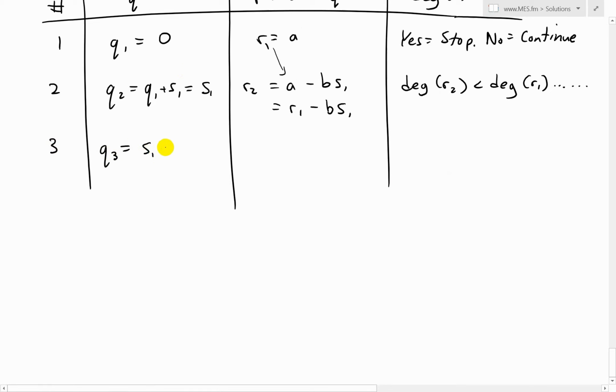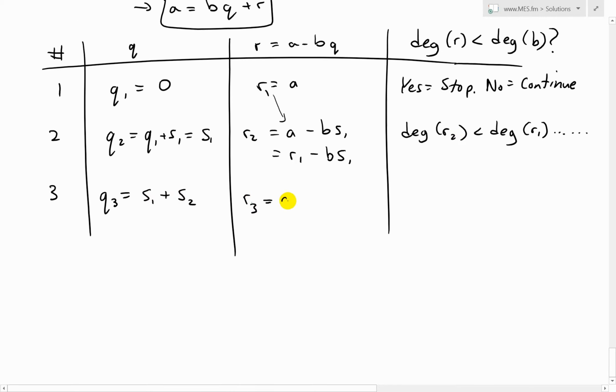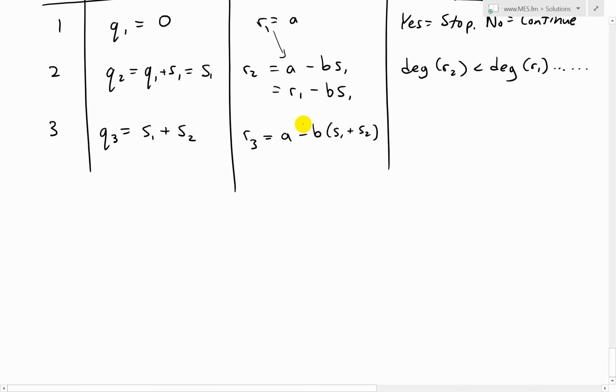So we have S1 there plus S2. So it's the second one based on the previous value there. So then we have R3 now. This equals to, we can just plug that in, A minus B times Q, which is S1 plus S2. Just to show you what we get. A is our value there.